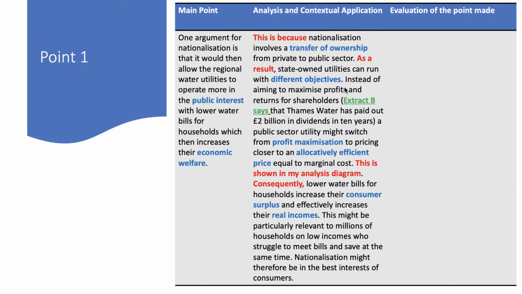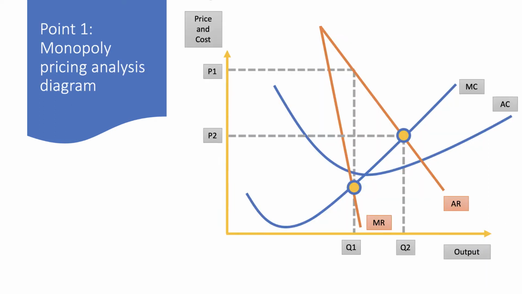That increases their consumer surplus, effectively increases their real income, and that's particularly important for households on low incomes who are struggling to pay the bills, struggling to save. Nationalisation might therefore be in the best interest of consumers. Notice what I'm doing in this part of the answer here. I'm going to put that in bold. I'll put that in a different colour. I'm linking back to the question. It's always a good thing to do. Once you've made your main point and built your analysis, always leave a couple of lines and then evaluate.